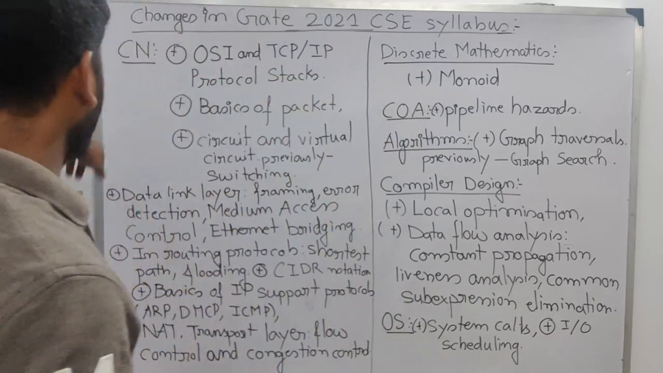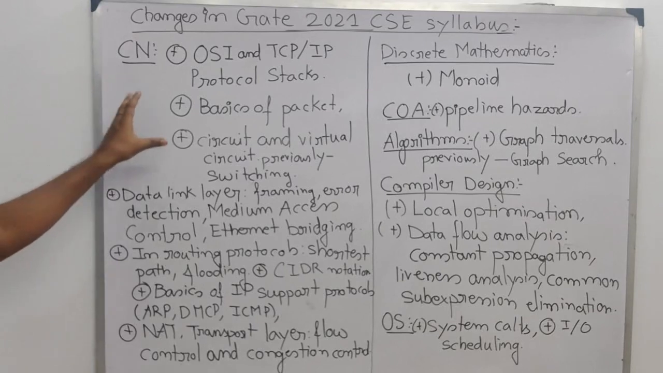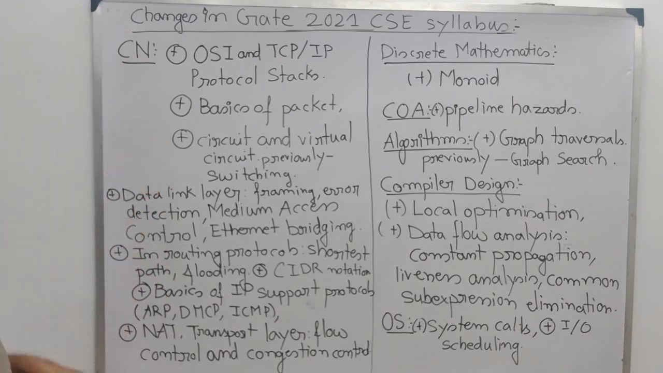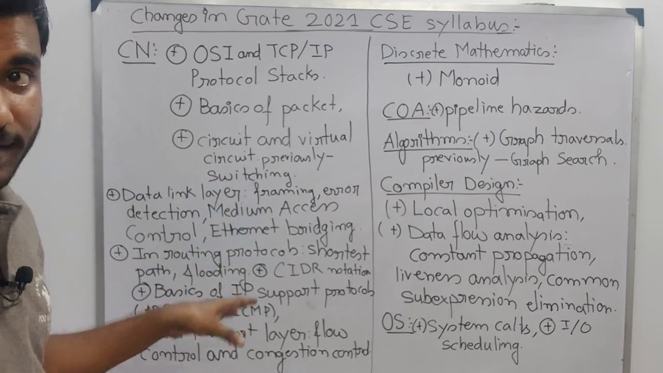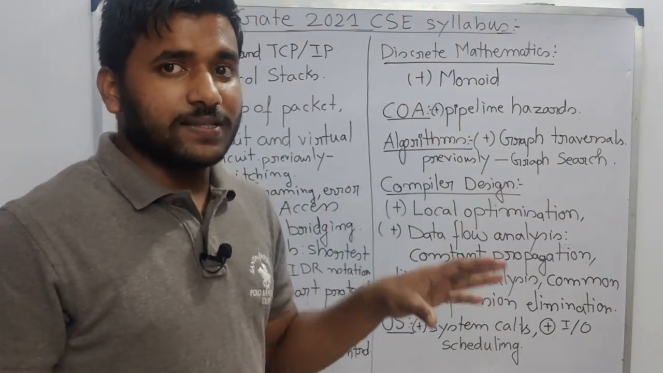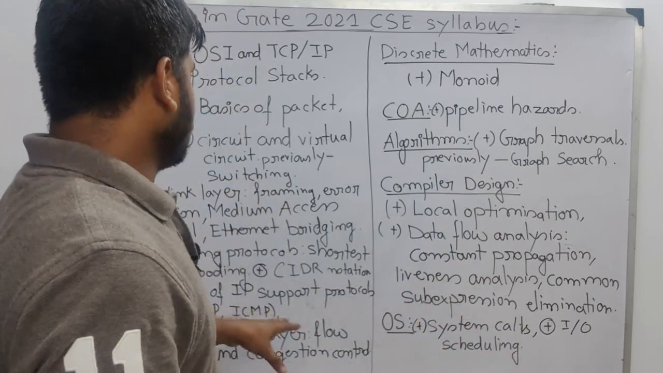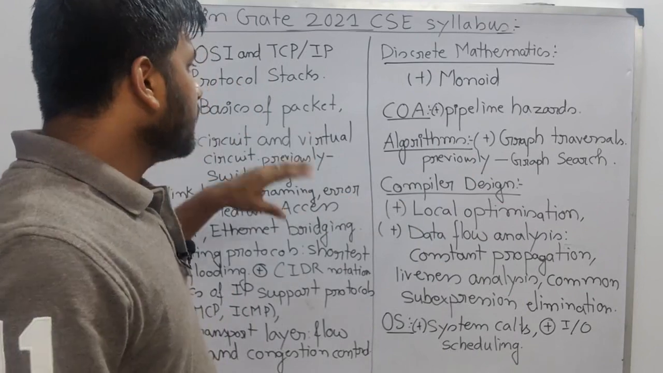Now again more changes are in CN, computer networks. In database there is no change, that's why I have not written about database. In CN there are more changes. These things we used to teach, but they were not in the syllabus even though we require the knowledge of them. Now they have explicitly written that. Whenever they explicitly write these things, it means the chances of questions from those topics are increasing.